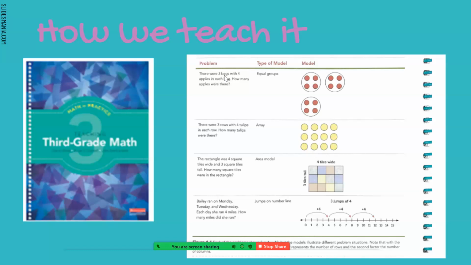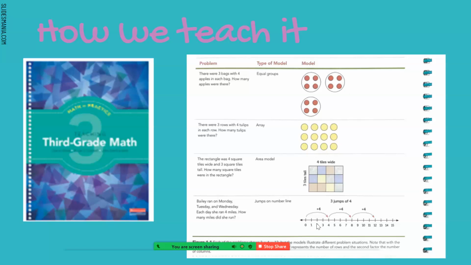So there were 3 bags with 4 apples in each bag. How many apples were there? And so it shows 3 bags, 4 apples in each. And we could count up and show that that's 3 times 4 equals 12, right? We don't have to do the arrays and the area models yet. We'll add those to the anchor chart next week. And on Friday, we will add this one right here, the number line.